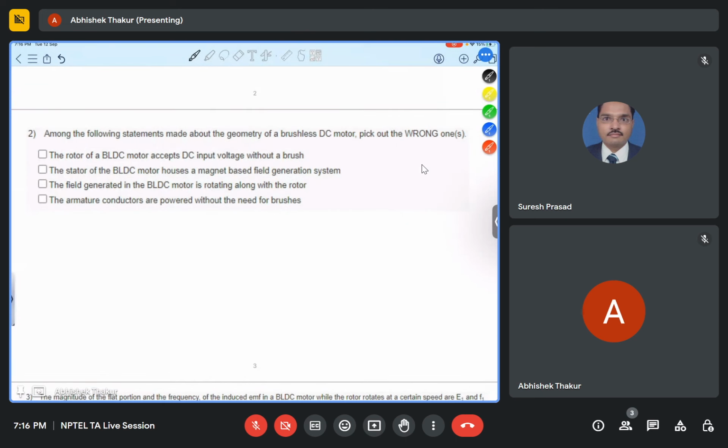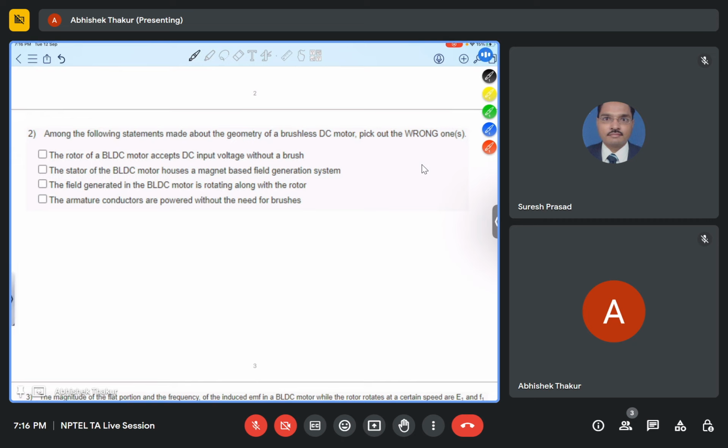Among the following statements made about the geometry of a brushless DC motor, pick out the wrong one. So we have to pick out the wrong statements. First, we'll see which statements are correct.